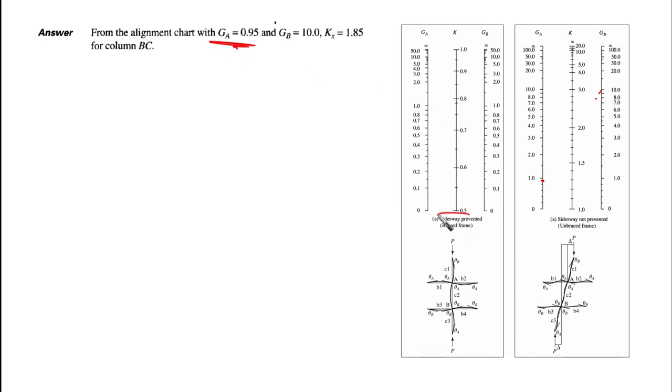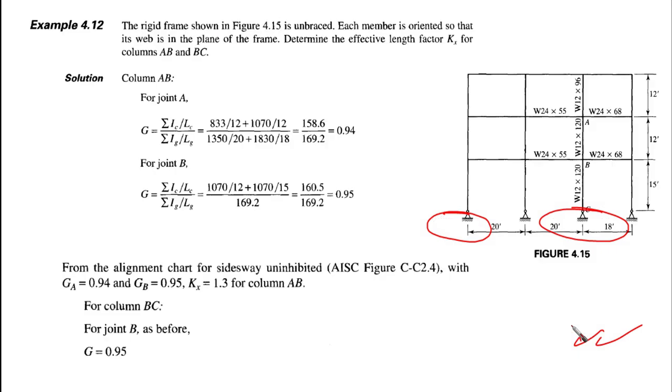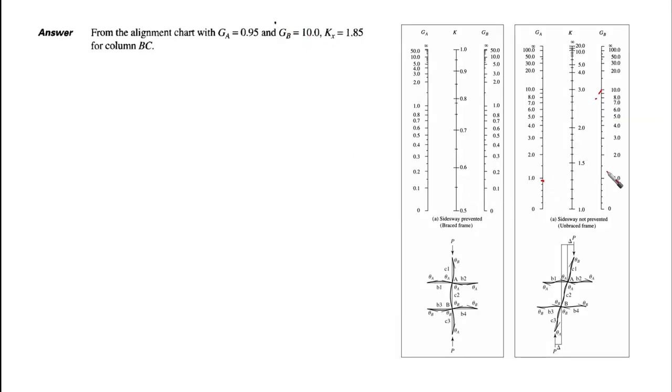As we said, we have side sway prevented here and side sway not prevented here. So we have two types. We are going to use this one. We are in the case of unbraced. Take care, we are in the unbraced case. So this means that we are going to GA. This is point A and this is point B. For GA we have 0.95, so almost here, and then for GB it is 10, so we're here.